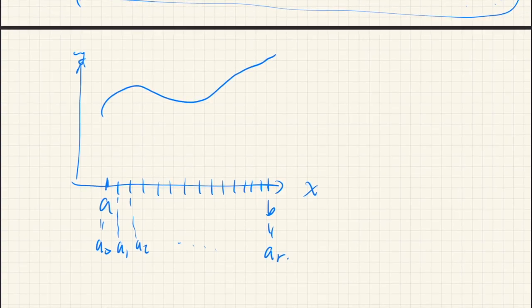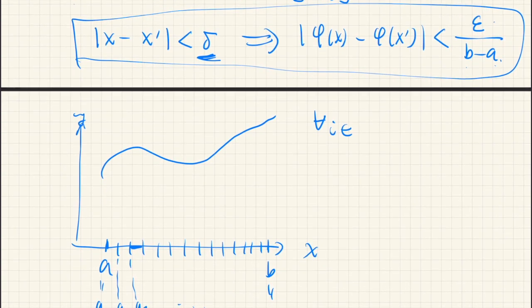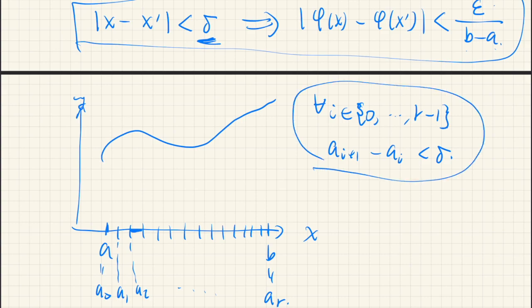And so we make this partition sufficiently fine so that the width of any subinterval is less than this delta. So for any i from 0 to r minus 1, we have a_{i+1} minus a_i is less than delta. So we make this partition so that this holds. These intervals are so fine that this is always true.